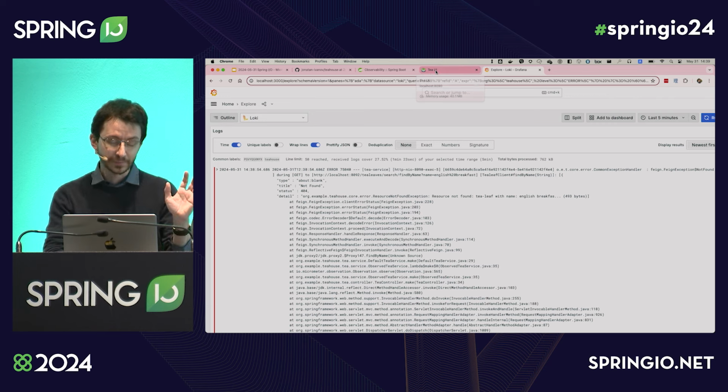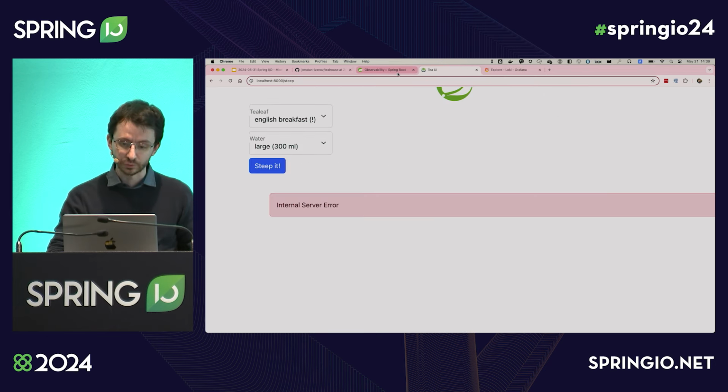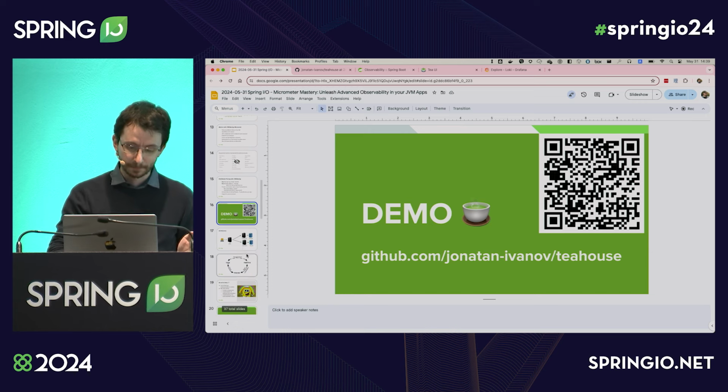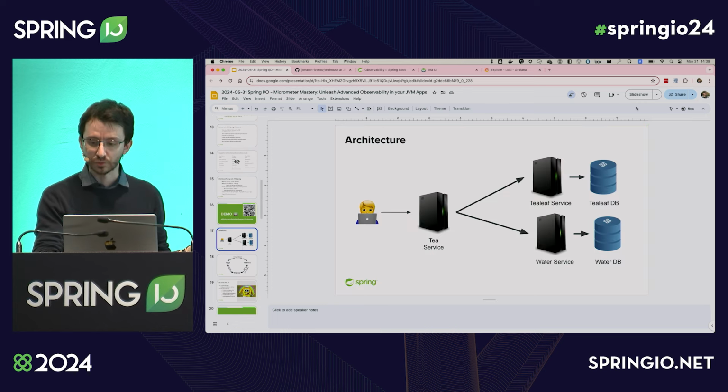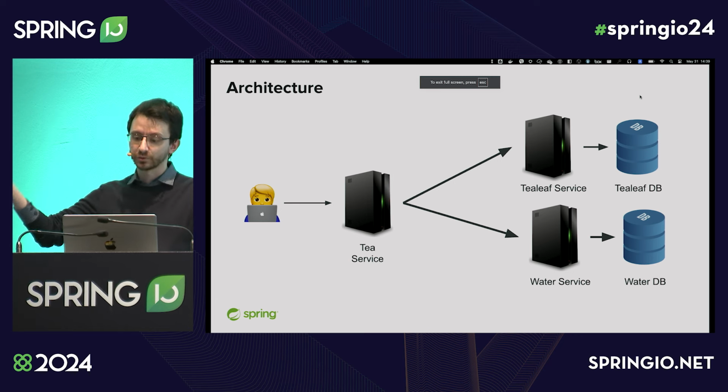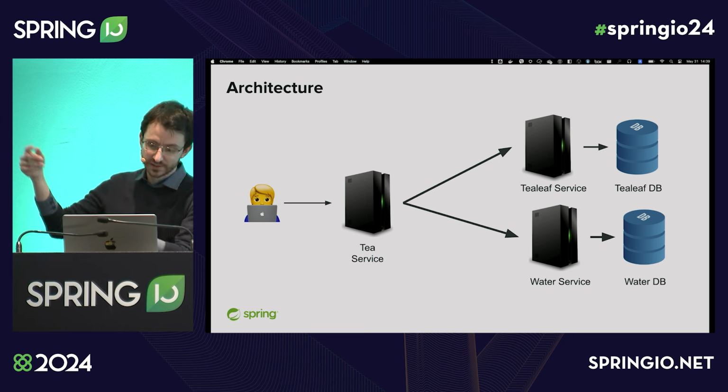So here I can look into what really happened. And maybe based on the logs, I will be able to reproduce the architecture that we have, which looks like this. We have an application, tea service, called by the user, which calls tea leaf and water over HTTP. They have their own databases, which is great.